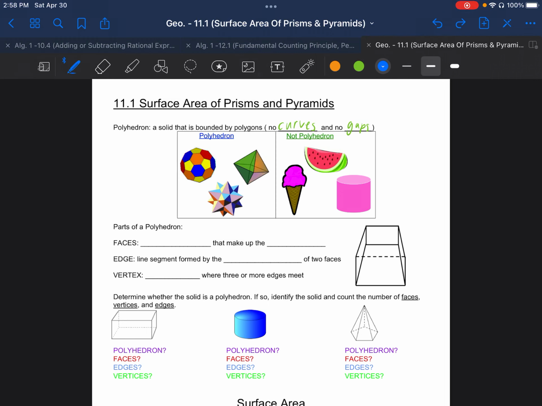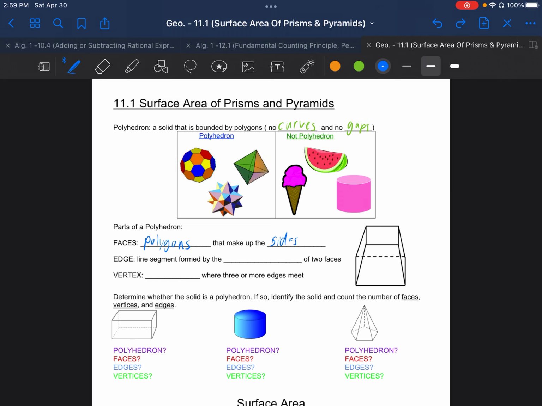So parts of a polyhedron, you have the faces. So the faces are polygons, and those are the polygons that make up the sides. So like in this one right here, each of these triangles is a face. And there's actually 8 faces on this one, counting the ones that we can kind of see transparently through the back.